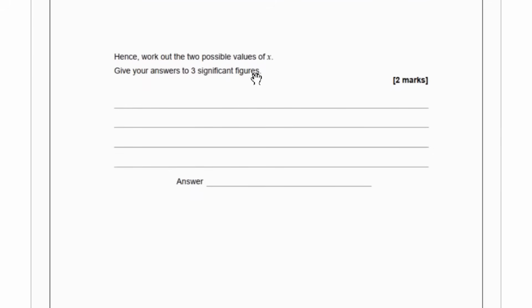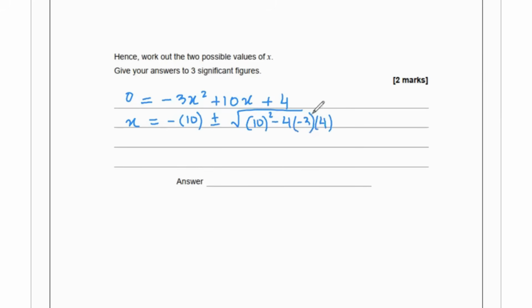Then it says, hence work out the 2 possible values of x. Give the answers to 3 significant figures. Whenever it says hence, that means you're going to use your answer from part A in part B. So our equation was negative 3x squared plus 10x minus 4 equals 0. So we just put this in the quadratic formula. x equals negative 10 plus minus root of 10 squared minus 4 times negative 3 times negative 4, over 2 times negative 3.